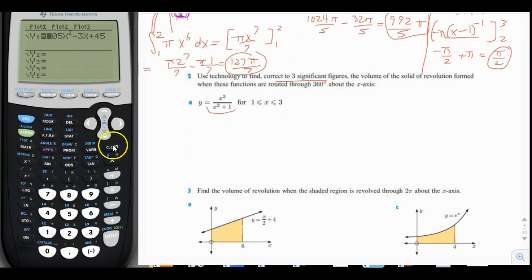So for y equals, we're going to put in this function, which is x cubed divided by x squared plus 1. X cubed divided by x squared plus 1.